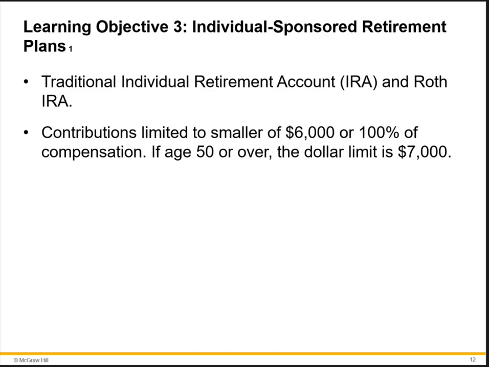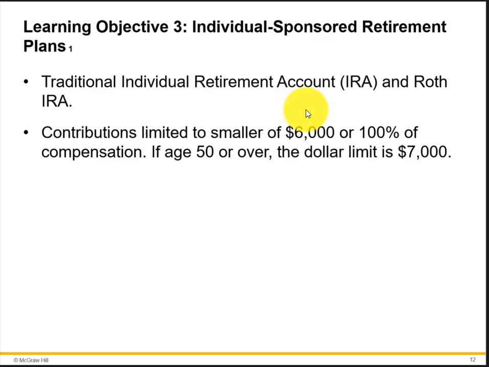Okay. Then we move to what is referred to as our individual retirement plans. IRAs, or traditional IRAs, Roth IRAs, two different kinds, individual retirement accounts. These are set up by the individual. Again, you have to have a trustee. You have to set it up with a bank or other financial institution.